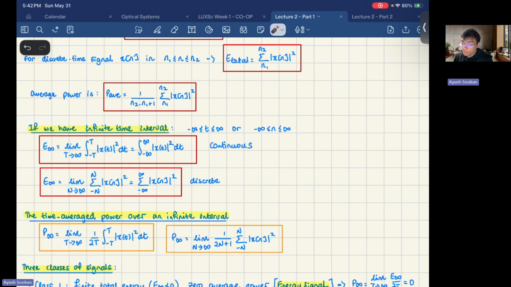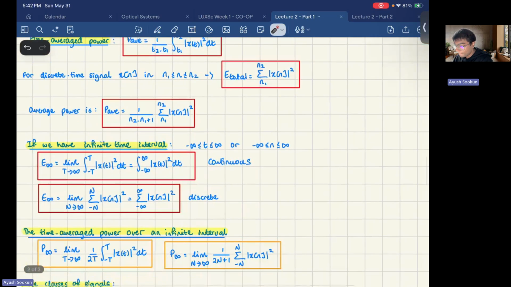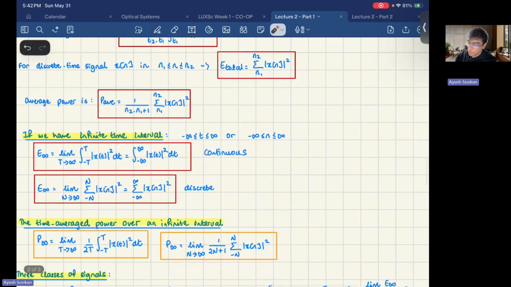The infinite energy value, it could converge. You could have an actual physical value for it, but I don't know why we call it the infinite energy value, okay? So you're just integrating from negative infinity to infinity of your signal absolute value squared. And then for discrete time domain, you're just going to do the summation instead, and you're not going to do integrals because it's discrete. Okay.